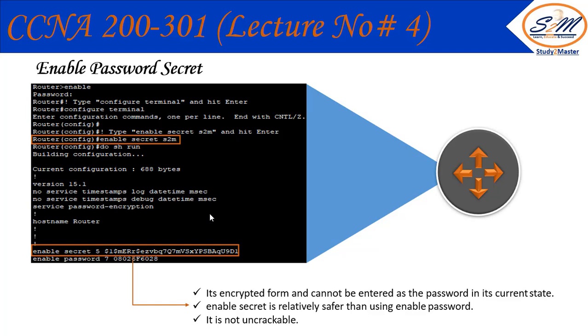uncrackable. So what does 5 indicate here? 5 means MD5, Message Digest version 5. It's a kind of encryption Cisco uses. Cisco devices and routers use such types of password encryption, but I recommend you use the enable secret password as the best practice for Cisco devices.